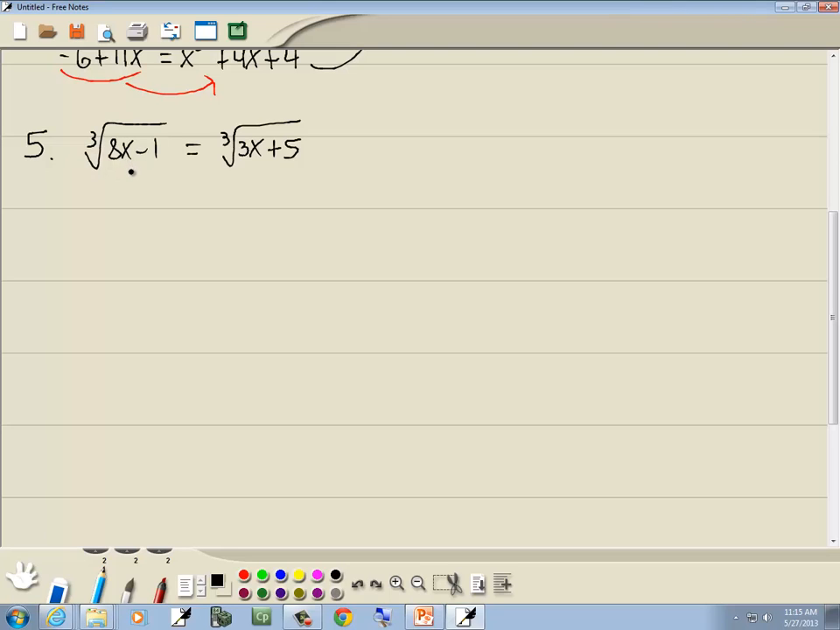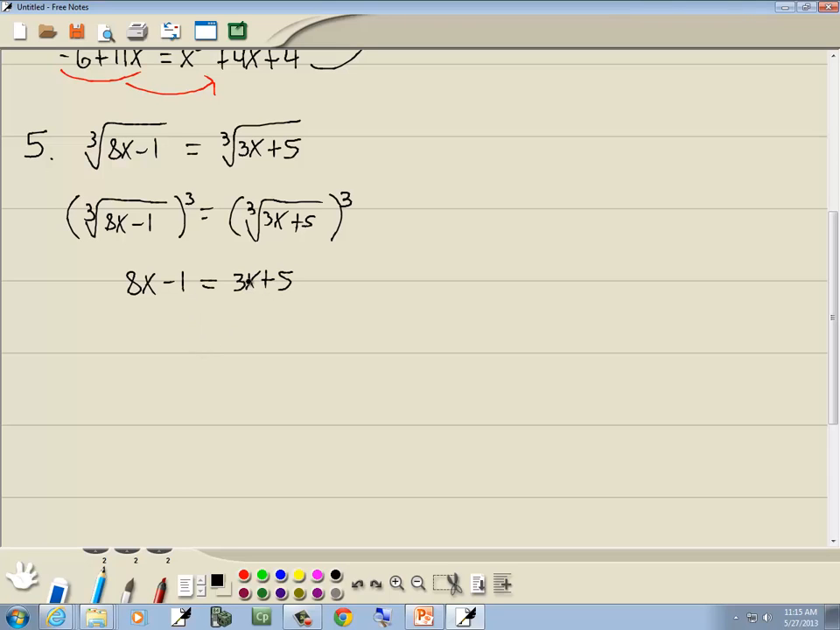Step 2, raise both sides to a power equal to the index. The index is the number in the slot here, which is a 3, so we're going to take both sides to the 3rd power. Now remember, when your index matches the power you're raising it to, they cancel away, including the radical, and we're left with what's inside the radical. So we get 8x minus 1 equals 3x plus 5.